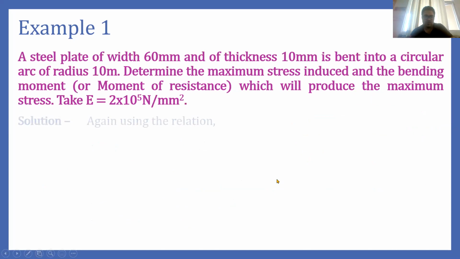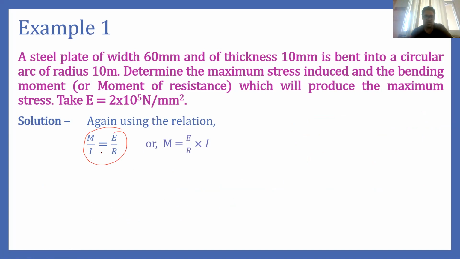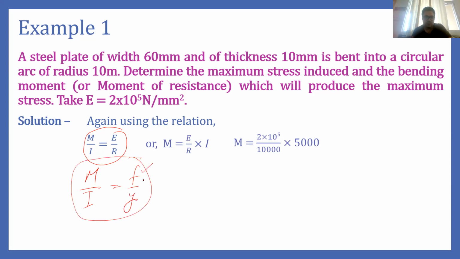Next, we have to find out the moment of resistance. Using this relation here, we get all the values. So M is E by R into I. We can calculate with this, and we can also calculate with this relation, because here we know the values of F, Y and I. Similarly, we can use this relation, in which we already know E, R and I. So we can use both terms to calculate the value of M, which will be the same for both cases.